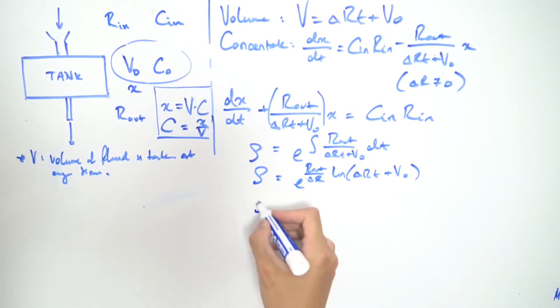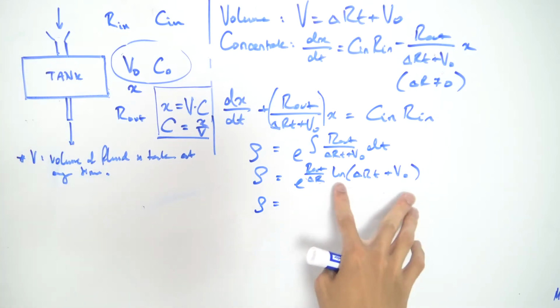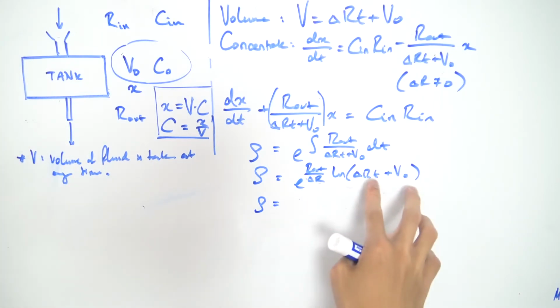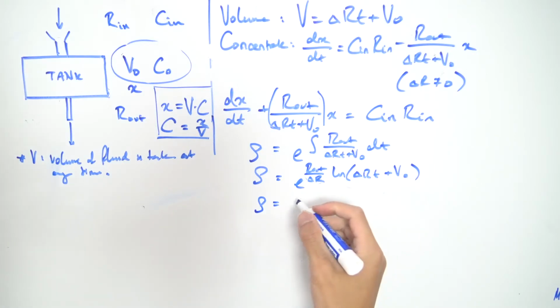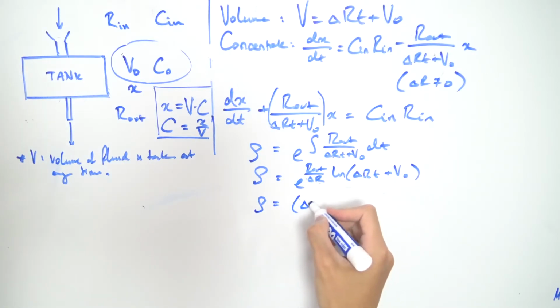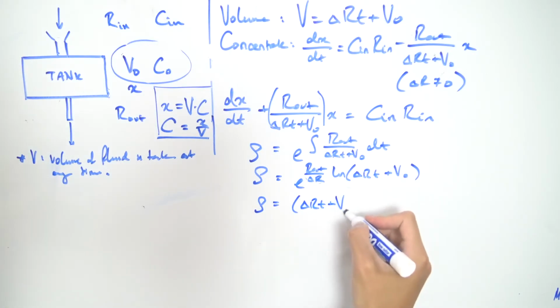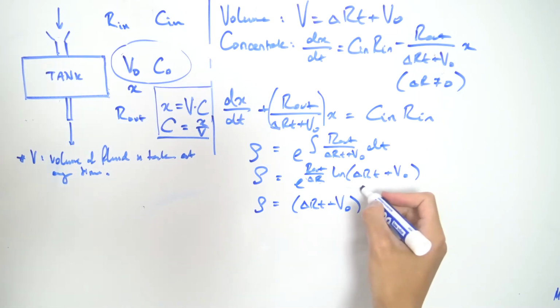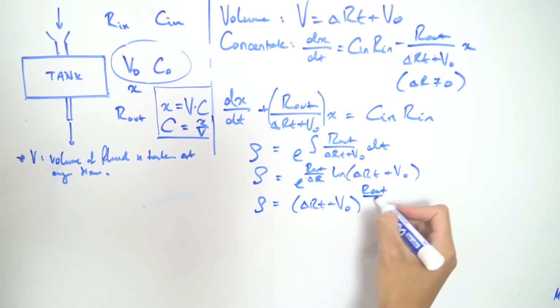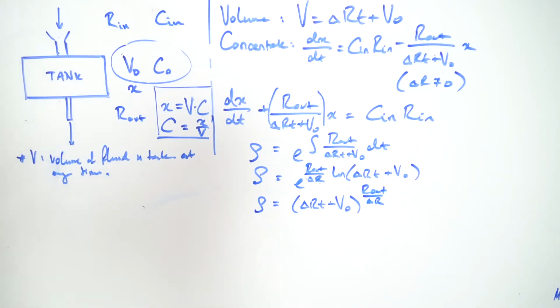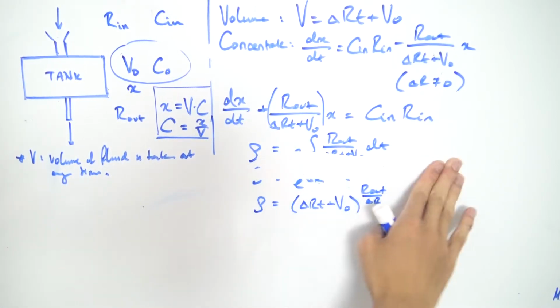So now we know that rho is equal to, now notice we have a natural log and a base e, so this inside of natural log can come down to the base, so delta RT plus V naught, and we still have this power up here, which is R out over delta R. Alright, so we've figured out our integrating factor.